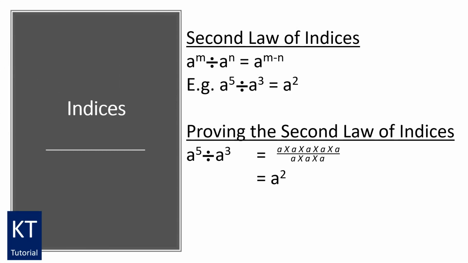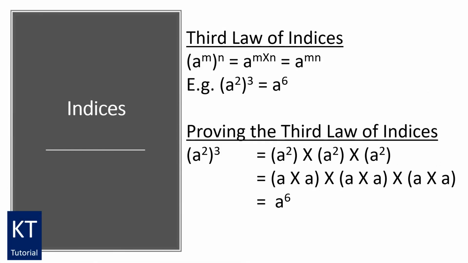For its second law, when performing the division of two orders having the same base, the outcome is obtained by subtracting the two orders. For its third law, when performing an order over an existing order, the outcome is obtained by multiplying the two orders.